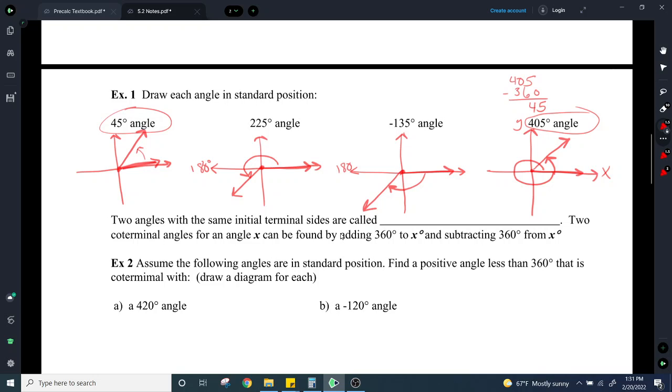So two angles with the same initial sides are called, let's read this again. Two angles with the same initial, oh, there's a typo here. This should say initial and terminal. Sorry about that. This should say initial and terminal sides are called coterminal. Okay? Two coterminal angles for an angle x can be found by adding 360 or subtracting 360 from x. Any angle has an infinite number of coterminal angles, but the way we can get multiple coterminal angles is by adding or subtracting 360 from whatever angle we're interested in starting at.